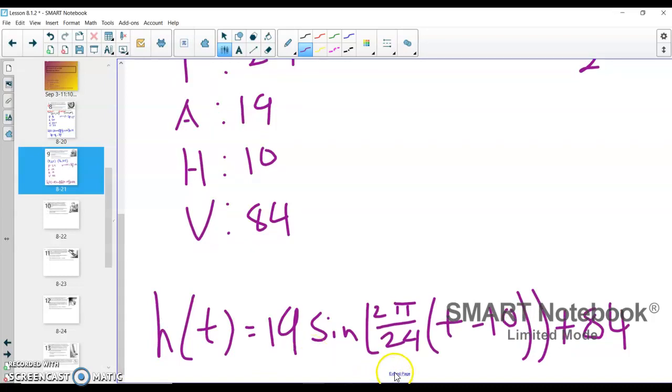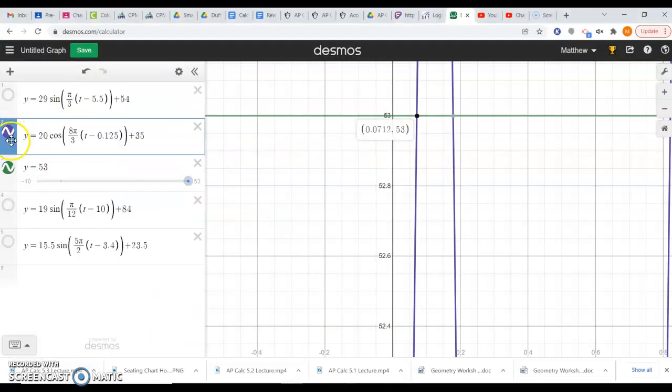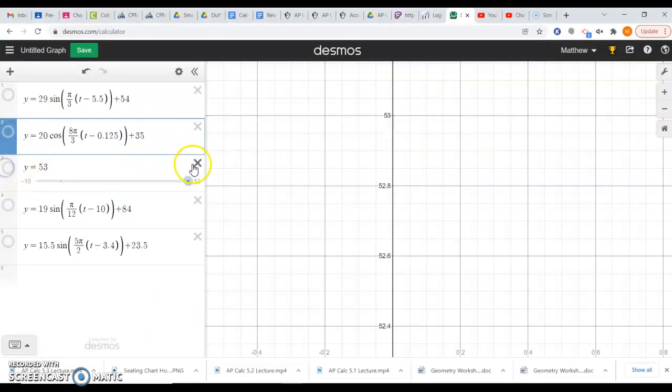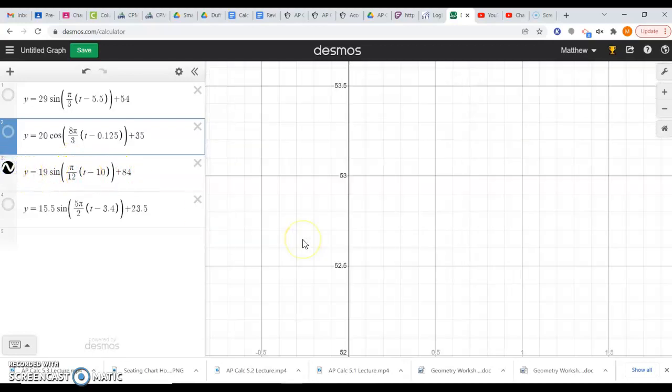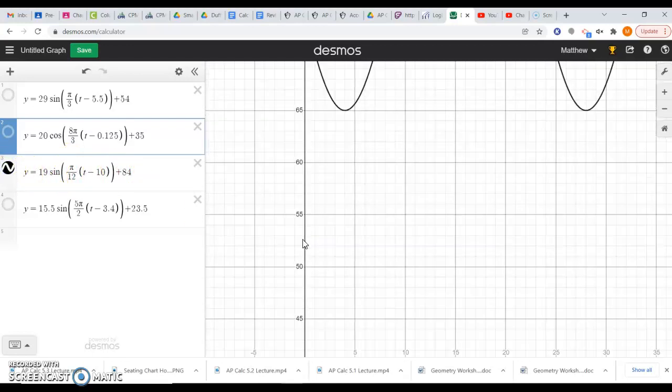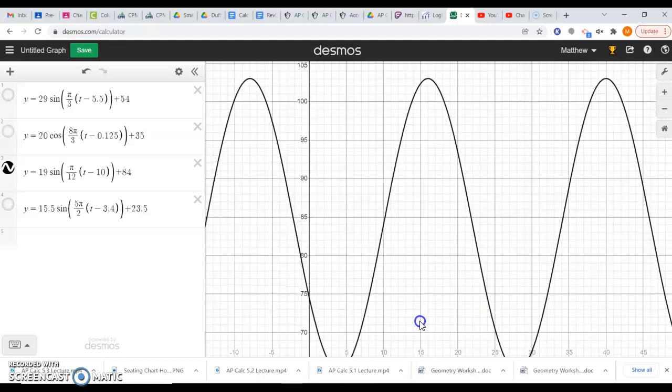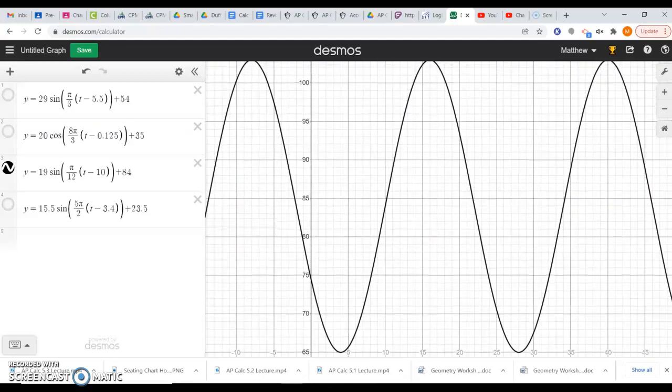Okay. Let's put that in Desmos, or it's already in Desmos. I have that there, 19 sine. Remember I said 2 pi over 24 is the same thing as pi over 12, t minus 10, plus 84. We can graph that and zoom out. I'm guessing it's going to be higher up because it's plus 84. There it is. And we can start answering some questions.